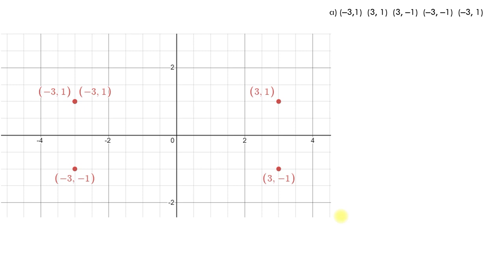Here we're asked to plot 4 points, actually 5 because 1 is repeated. So here are the points that we're asked to plot. And then we're simply asked what shape those points make once they're all connected. And the shape is, of course, a rectangle.